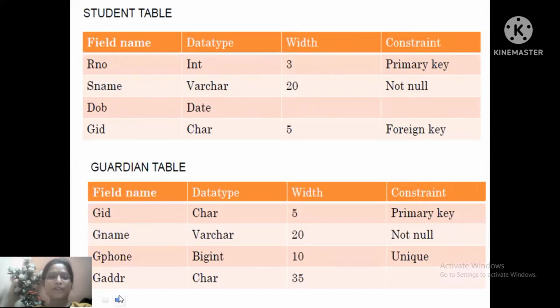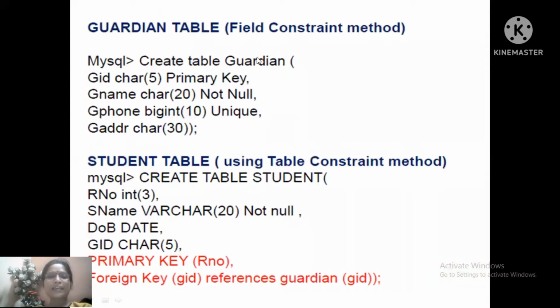Two tables are given here, the student table and the guardian table, and we want to apply these constraints: primary key, not null, and foreign key. Let us see how. We create table guardian with GID char 5, and here I am writing primary key, so I am applying the constraint on the individual column. You have applied primary key on GID, not null on G name, and unique on G phone. It means you are applying the constraint on individual columns. That's why it is called a column constraint.